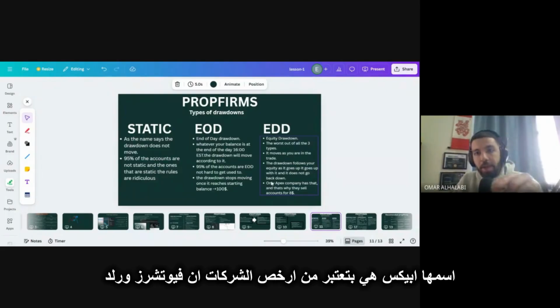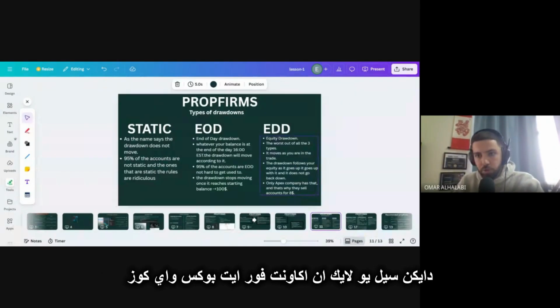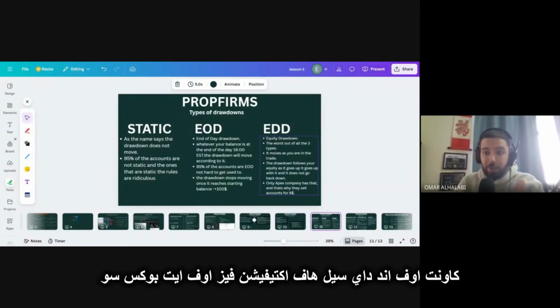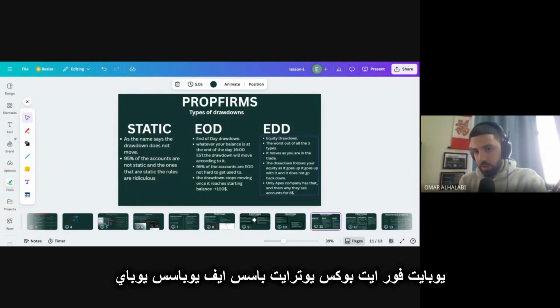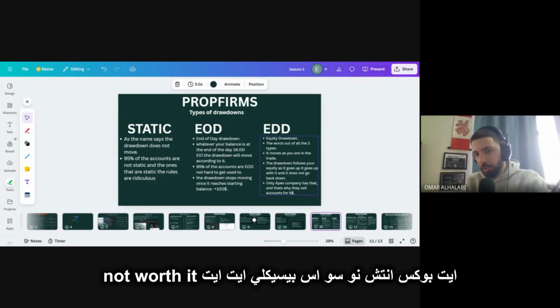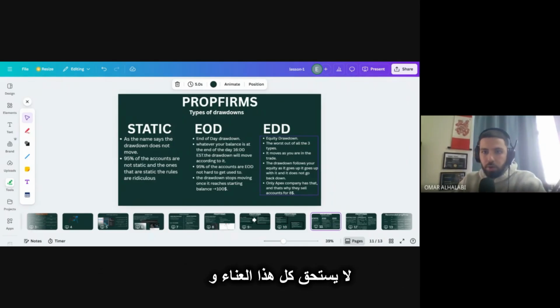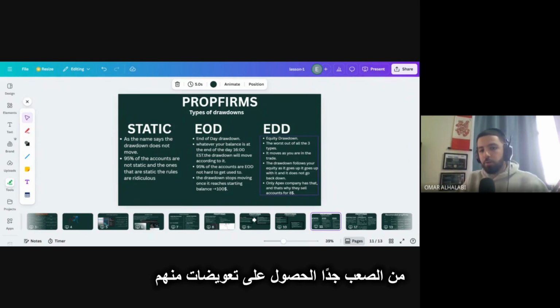في شركة اسمها Apex, هي بتعتبر من أرخص الشركات in futures world. They can sell you like an account for $8. Why? Because they have this kind of account, and they still have activation fees of $80. So the account you buy it for $8, you try to pass it, and if you pass, you pay $80. So it's basically 88. Not worth it. For equity drawdown, in funded and in a challenge, not worth it. And it's very hard to get a payout from them.